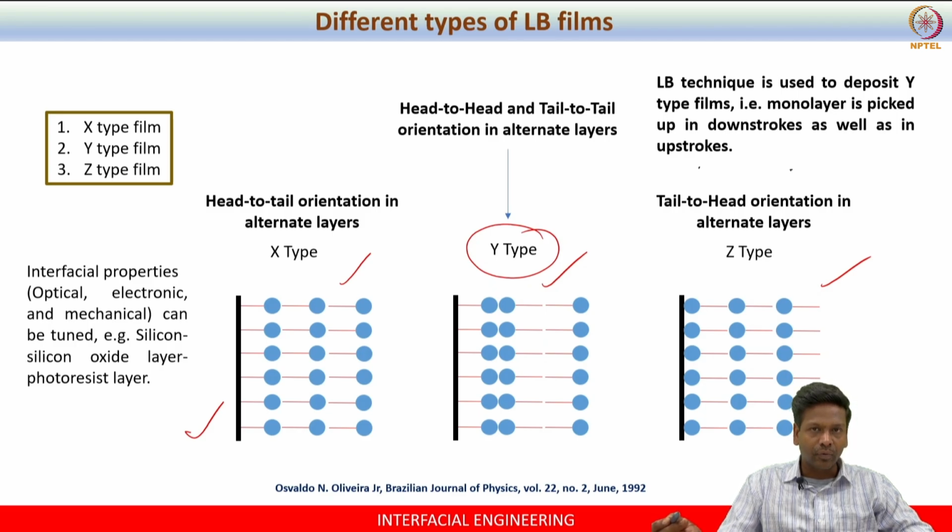So whenever you perform the dipping and lifting, both the strokes, every cycle will consist of 2 strokes. One is the dipping and the other is the lifting. During both these operations, the dipping and lifting operation, you will get 2 layers.